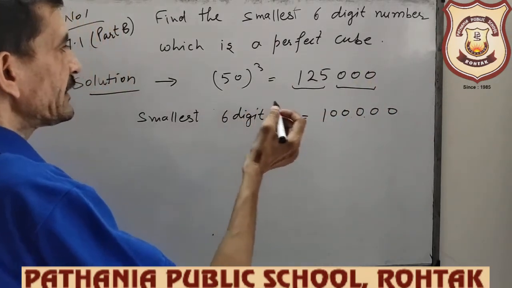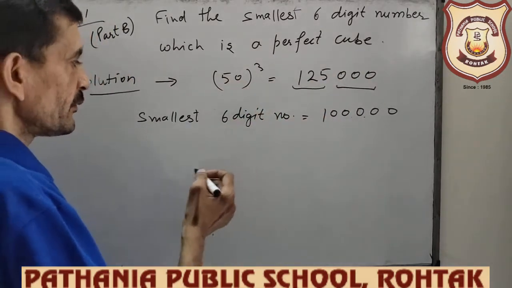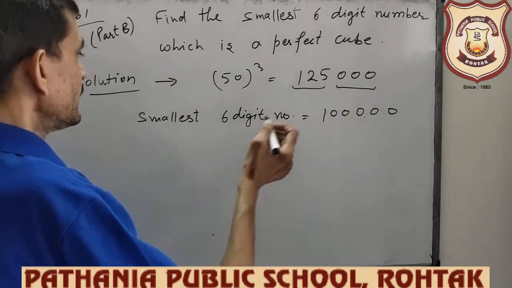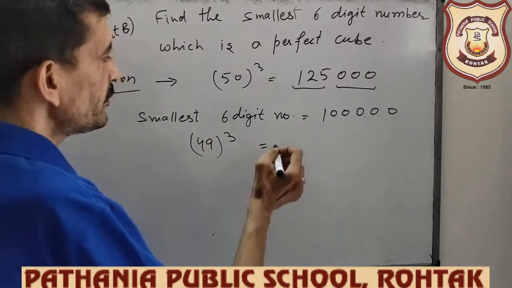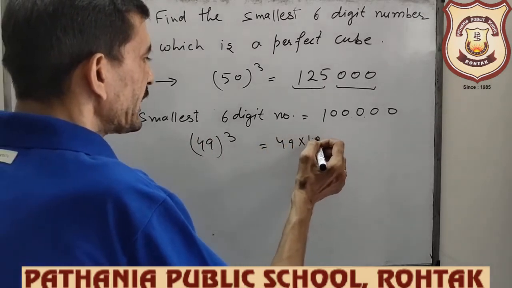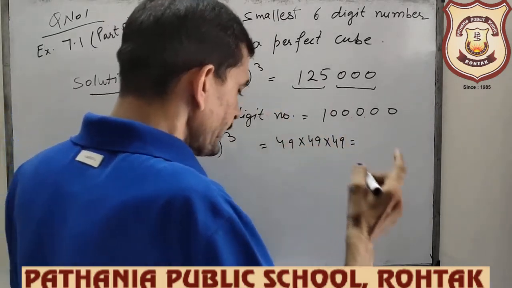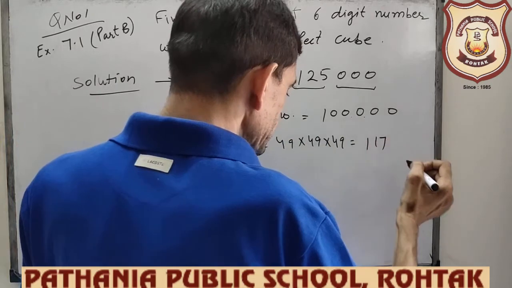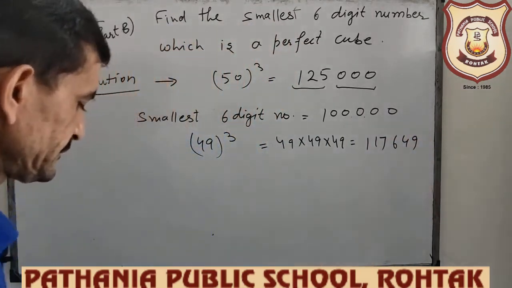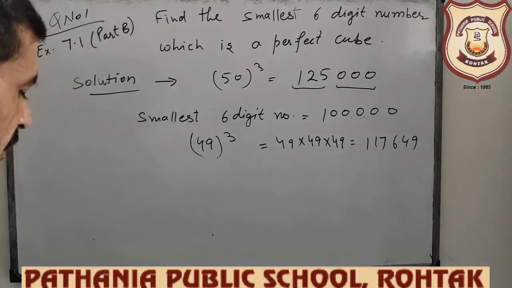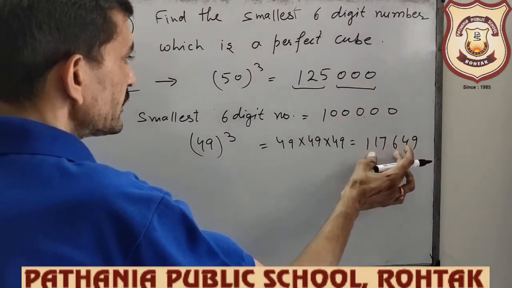So what should we try? The required number is nearby 50. But it is greater than 1 lakh. So therefore we should try 49 cube. What is 49 cube? That is 49 into 49 into 49. Multiply it. You will get 1,17,649. This is the cube of 49. Now the gap is again somehow reduced.